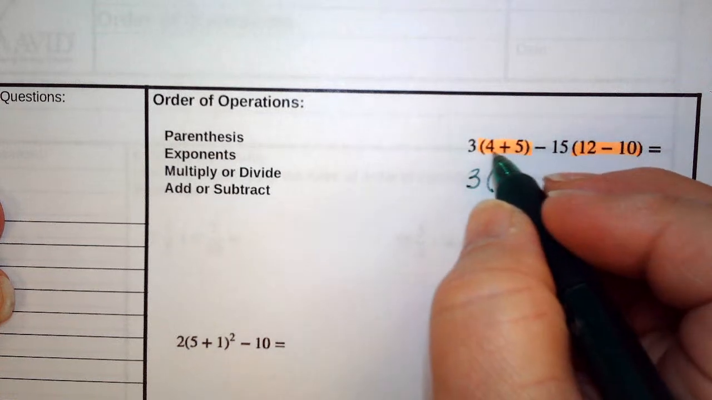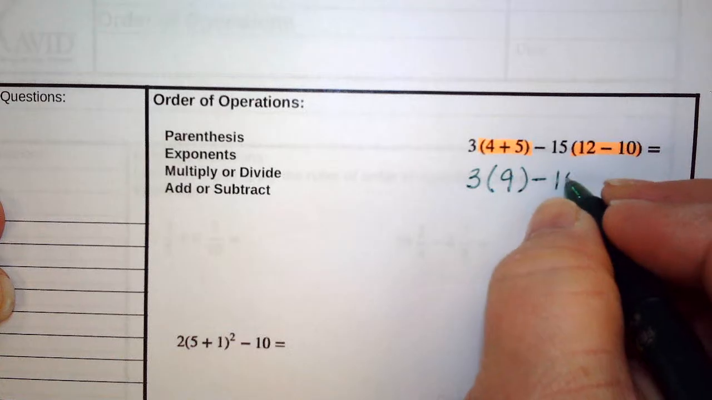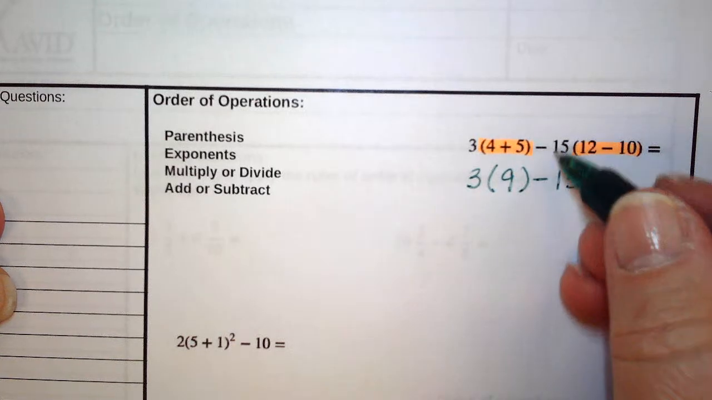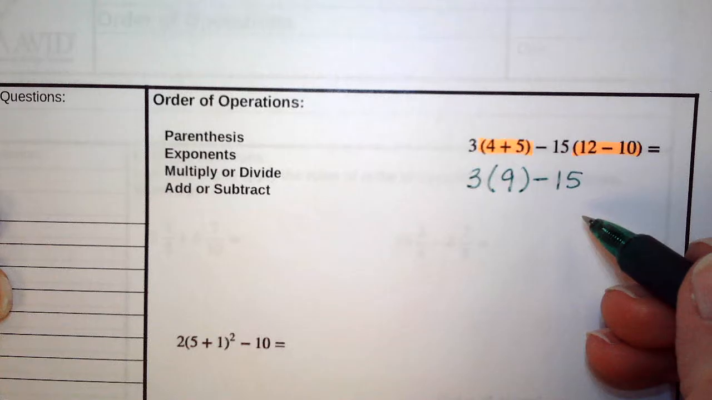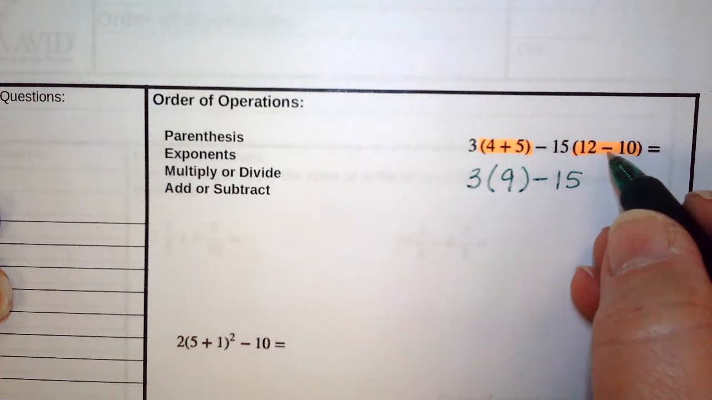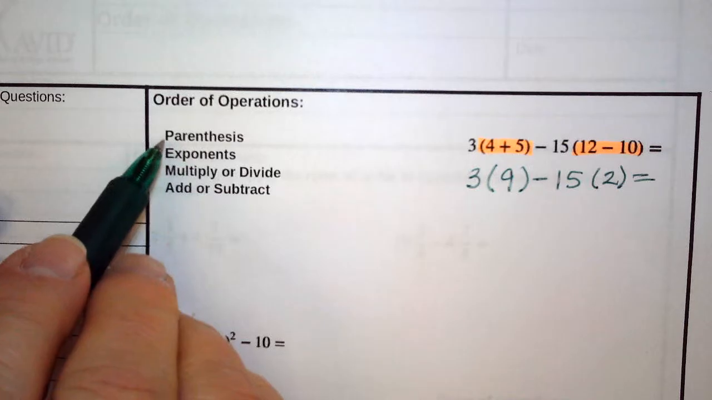Okay, 4 plus 5 is 9. 3 times 9 minus 15. You notice how I just quickly bring down the numbers and the parts of the equation that are not affected. 12 minus 10 is 2. Okay, I've done my parentheses.